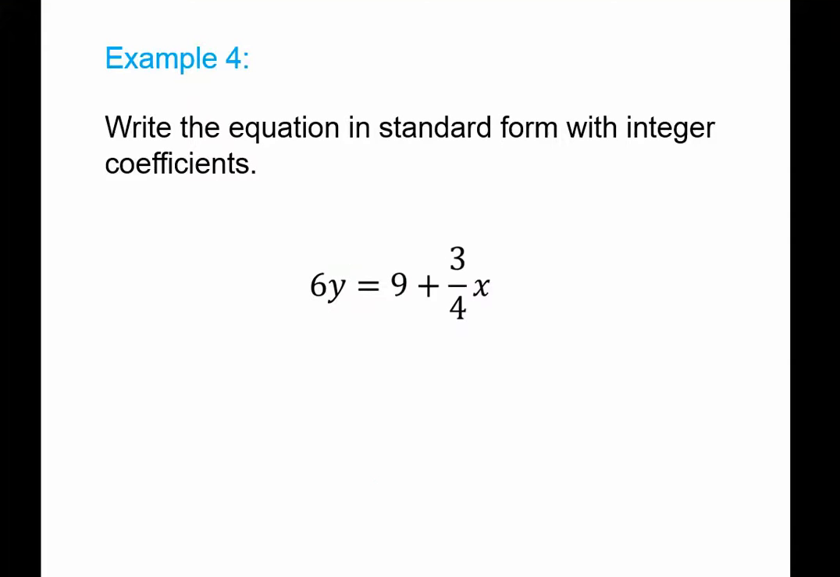All right, let's try one more like this. Write the equation in standard form with integer coefficients. This one's slightly different than the examples before it. So just kind of apply your knowledge. Go ahead and try this on your own. Good luck, and then resume the video when you're ready to go over your answers.